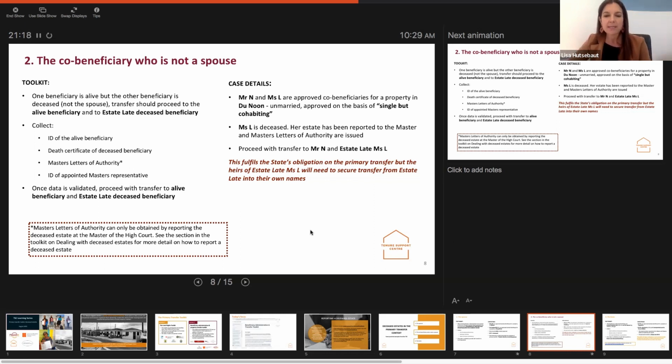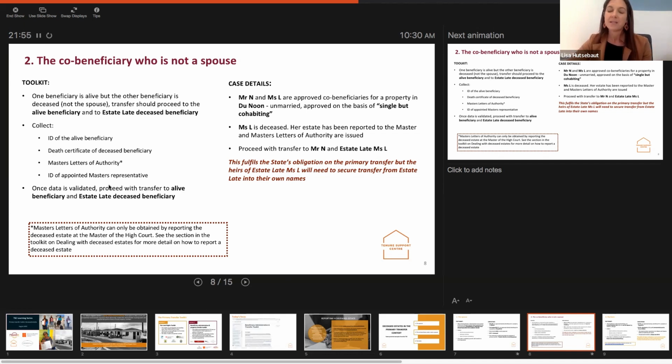Before we move on to the next slide, I always like to try and illustrate the sort of layers of complexity that can arise with a primary transfer backlog case. So the case details that I've outlined here on this particular case, I've amended a little bit to fit the specific scenario. I just want to show you what actually happened in this case. So we had those two approved beneficiaries on the basis of single but cohabiting, and in actual fact, both of them have deceased. Both of them are deceased.